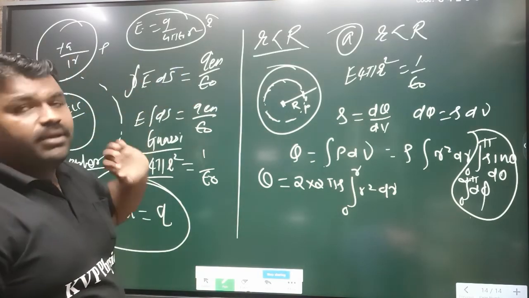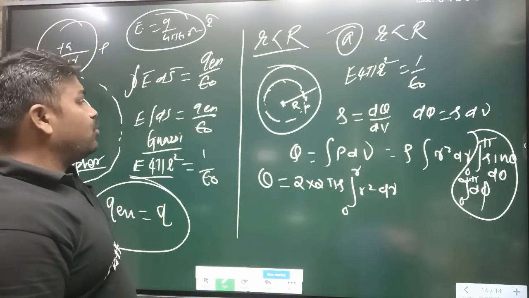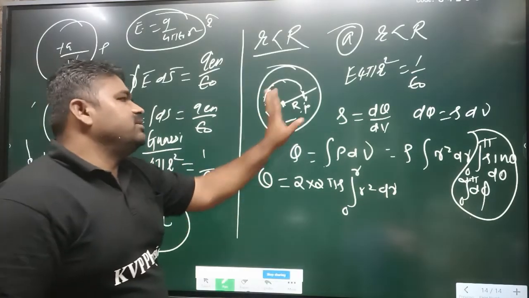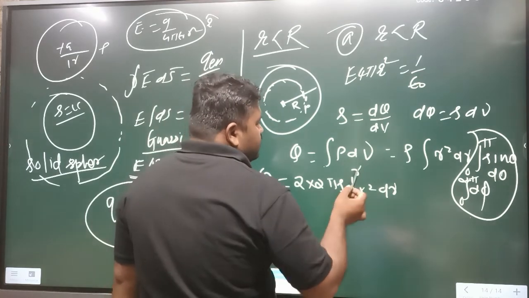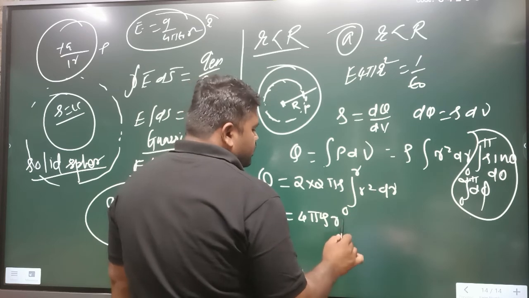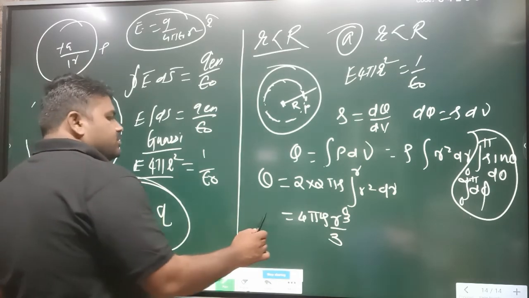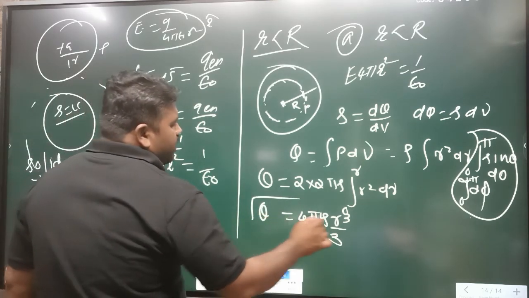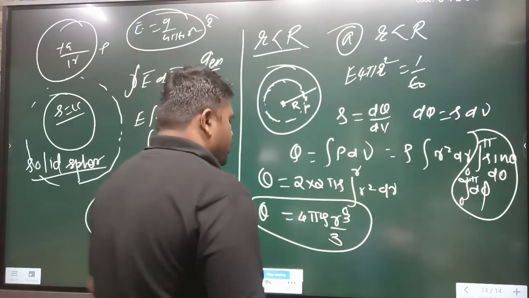In the last case we cannot find the integration this way. Why? Because there the point is outside, meaning the whole 100% charge is enclosed. Here 100% charge is not enclosed by this Gaussian, hence we take the limit 0 to small r. This is equal to how much then? 4 pi rho times the integration of r square dr, which is r to the power 3 upon 3. This much amount of charge is enclosed by the Gaussian surface. Q is 4 pi rho r cube upon 3.